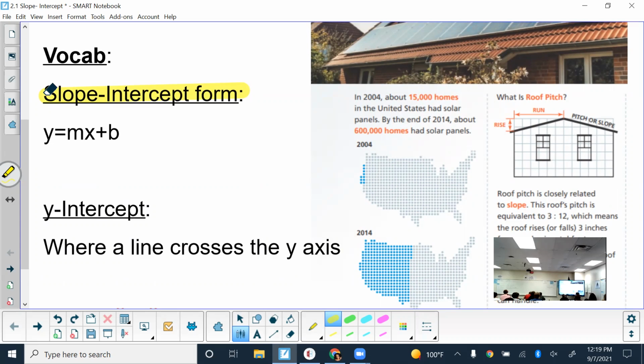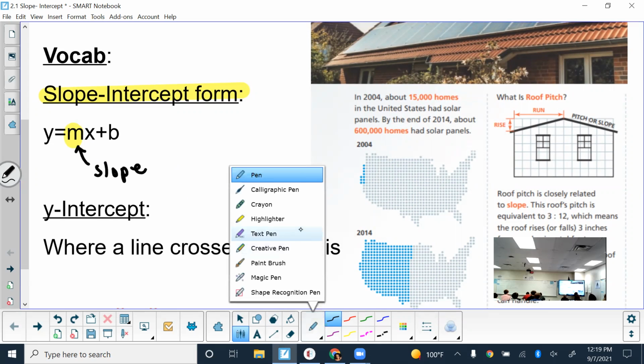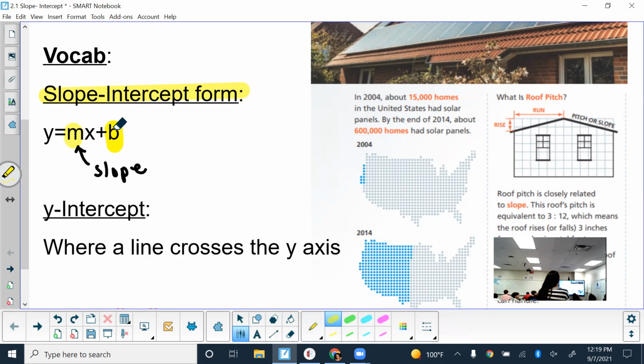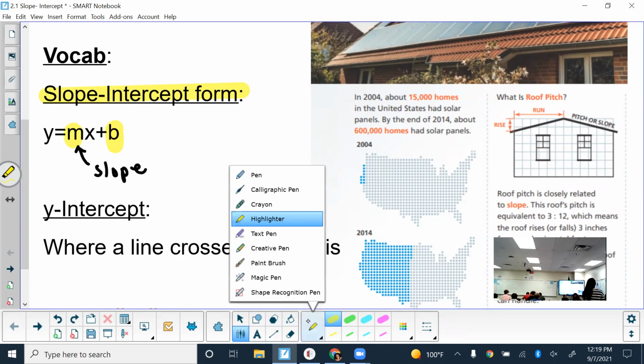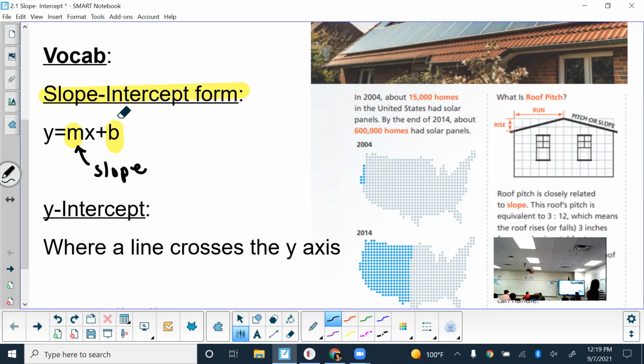So really know slope-intercept form. That's your y equals mx plus b, because you can clearly see your slope and your y-intercept. What does the m represent? It is a variable, but what does it represent? Slope. Your slope. So after you write y equals mx plus b, draw an arrow to the m and write slope. What about the b? What does the b represent? Y-intercept. Good. So then draw an arrow to the b and write y-intercept.